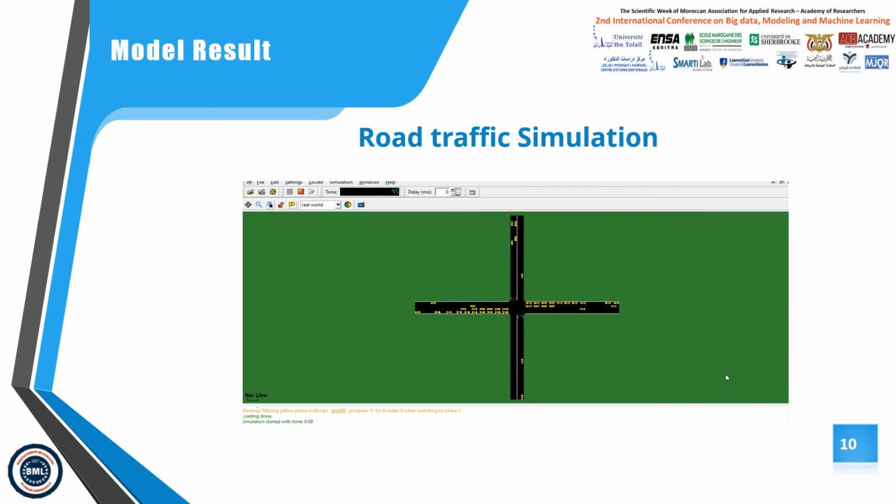As shown in the figure, the road traffic simulation.